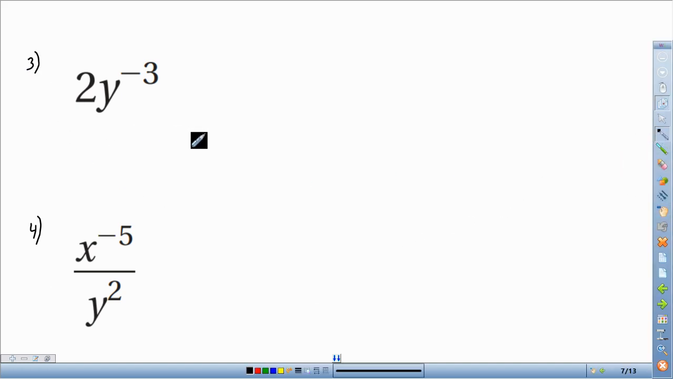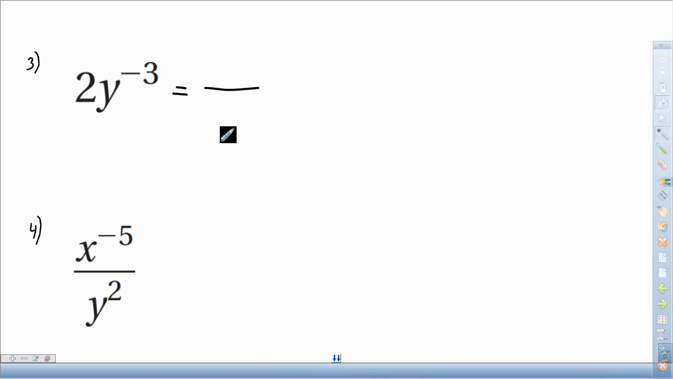Okay, so number 3 is seemingly simple, but very easy to mess up. We have a negative exponent. We need to get rid of it. Here's what you might be tempted to do. You might be tempted to go, oh, I'm going to send this 2y to the power of 3 down to the denominator, and I'm going to be done. No, this is not correct.